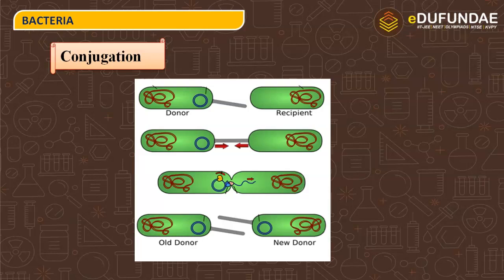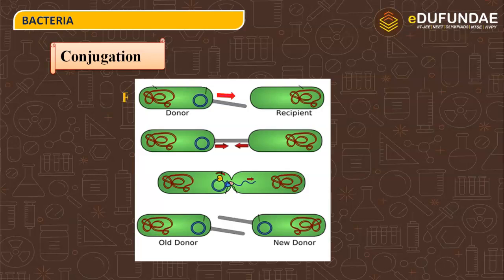Let us see the representation of the process of conjugation. Here we can see two bacteria. One is the donor bacterium and the other is the recipient. The recipient is having a blue colored ring-like structure and it is the F plasmid. Why F? Because it is the fertility factor. Now this donor will be donating the genetic material to the recipient with the help of a bridge-like structure that is called as pilus, and once the donation is done, the recipient becomes the new donor.